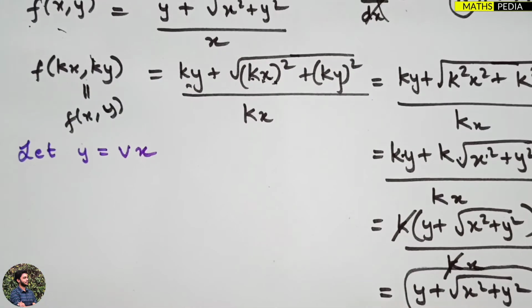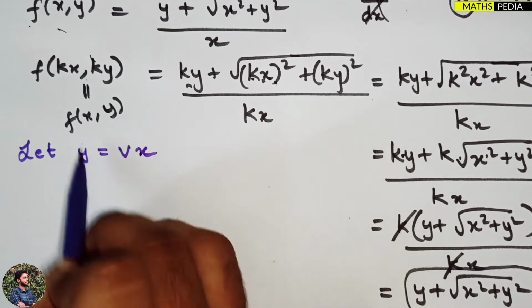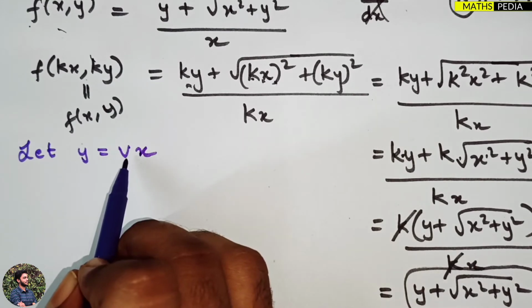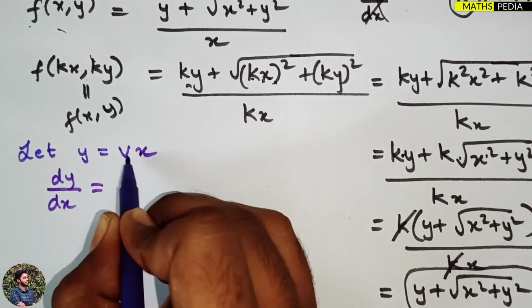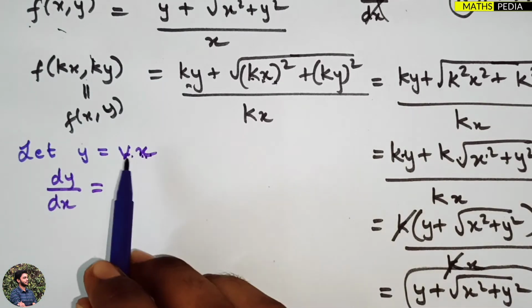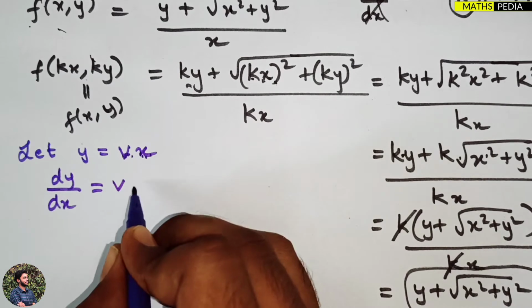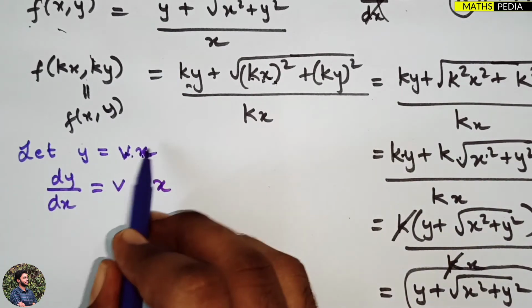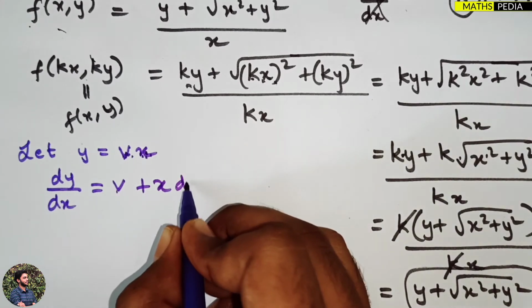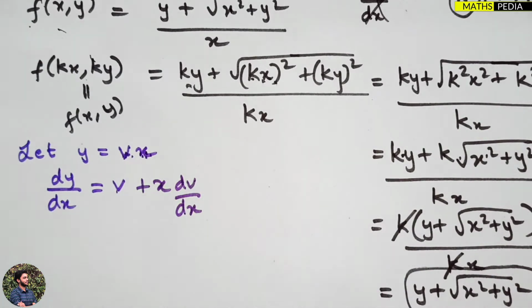Okay, now after y is equal to vx, when you differentiate both the sides with respect to x, what happens? It will be dy by dx, which is equal to, product rule you have to apply: first into differentiation of second, that is 1, plus second into differentiation of first, that is dv by dx. Okay, this you have to understand.